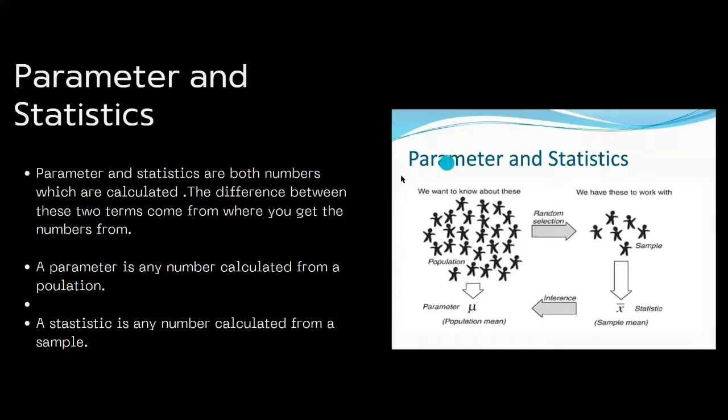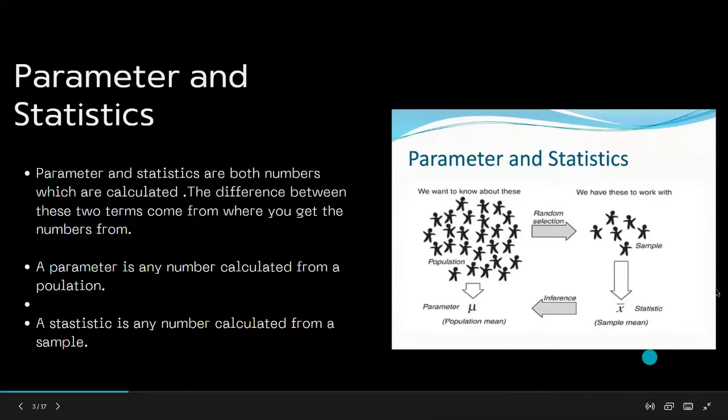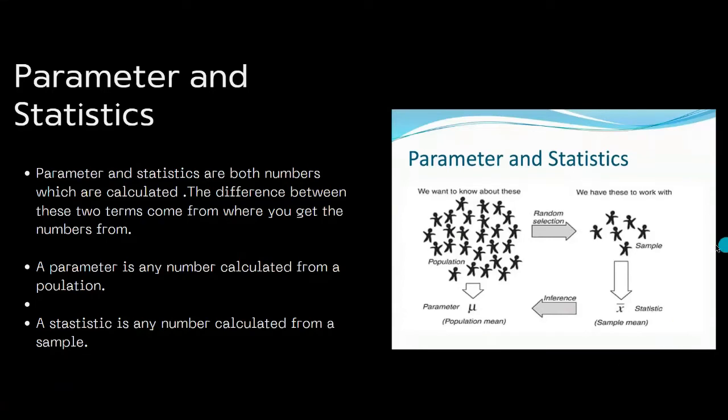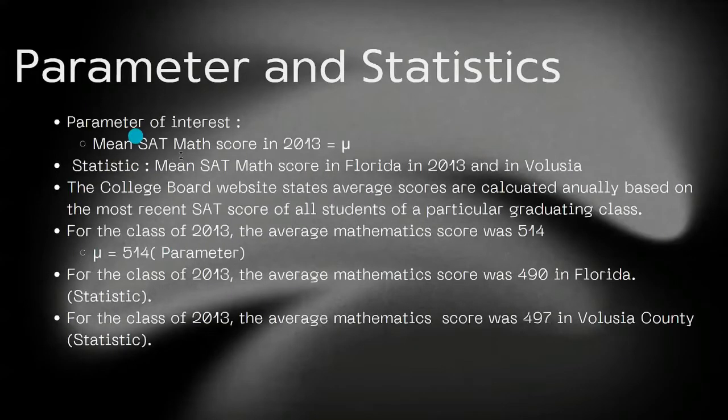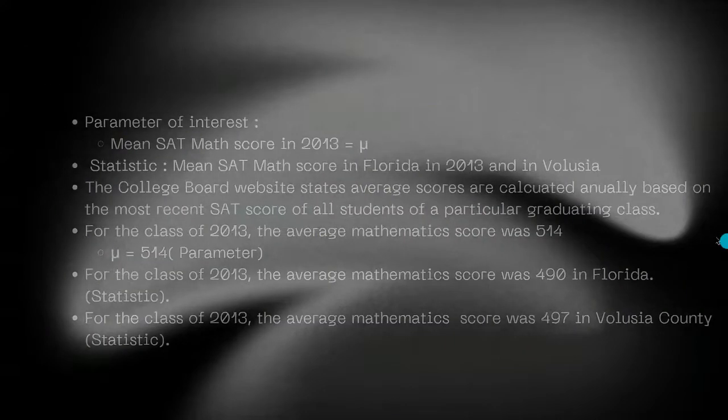Here we have also taken a diagram from which we have calculated some of the measures that we have marked in our next slide. So here we have taken a parameter of interest, that is the mean SAT math score in 2013, that is mu, and the statistic, the mean SAT math score in Florida in 2013. Above all, we have taken the statistics from two places, that is Florida and Volusia County. Here are some of the stats you can see. Let's move to the next slide. Over to you, Parth.